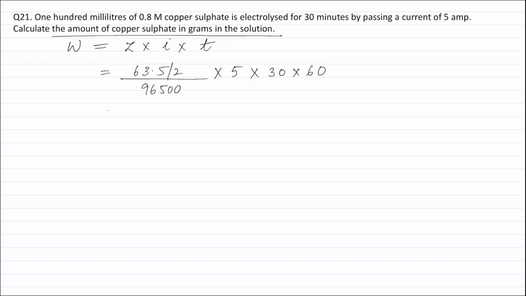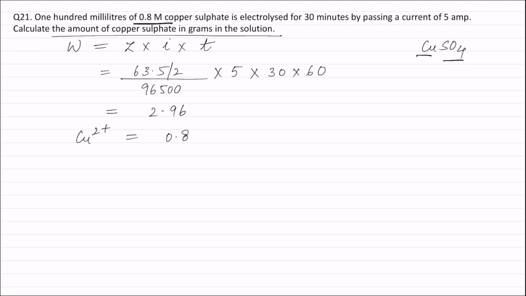Solving this, the weight of copper will be equal to 2.96 grams. Now from the molecular formula of copper sulfate, that is CuSO4, it can be seen that 1 mole of copper combines with 1 mole of sulfate to form 1 mole of copper sulfate. Now, the initial concentration of copper sulfate in the solution was 0.8 M. Therefore, initially the concentration of copper ions in the solution was 0.8 M.